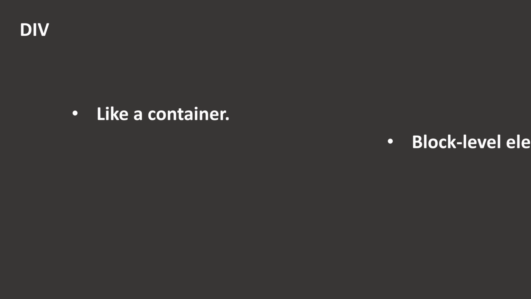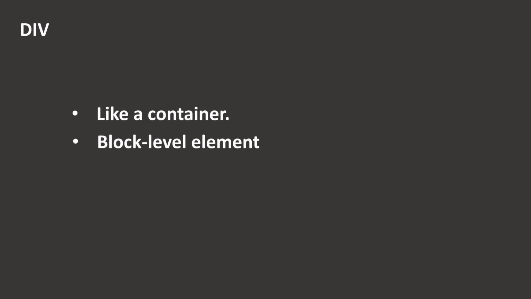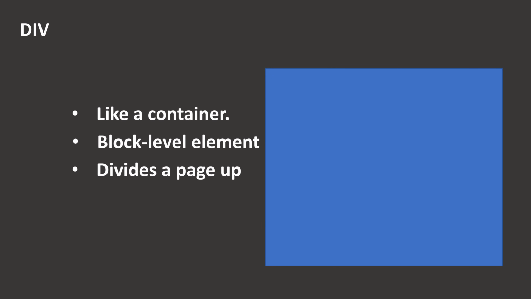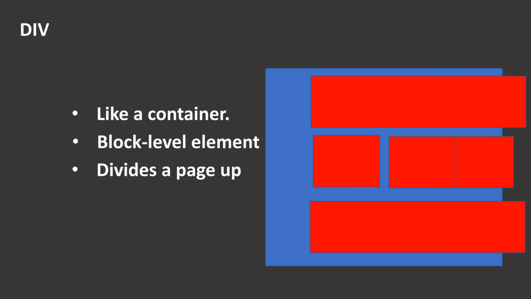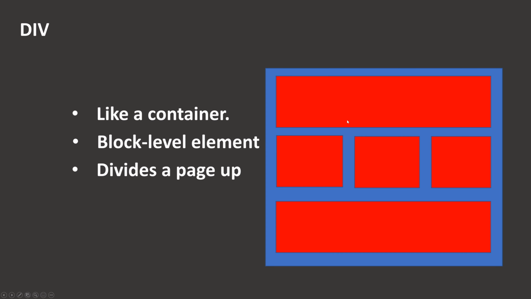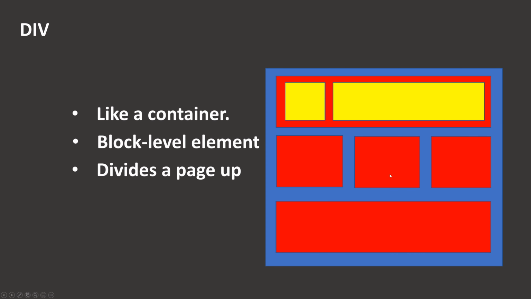All right, so a div. A div is a container. This is the most basic way to say it. It is a block level element, and we'll get into that in a minute here. It divides a page up into different sections, essentially. There are many HTML elements that divide your page up, but a div is probably the most basic. Here is a div. Inside of this div, you might have other divs or other elements. And inside of an individual div, you might have more divs.